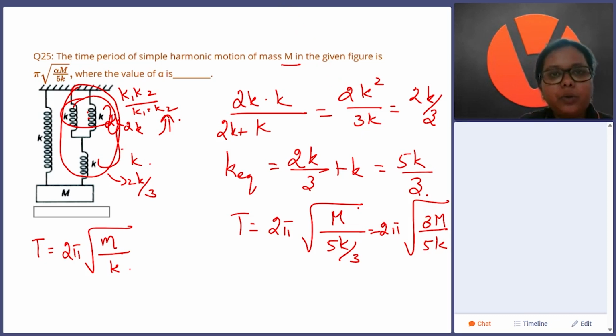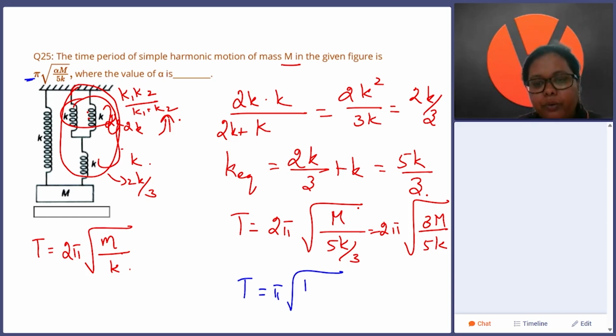Now what we need to do here is, they mention root of m by 5k here, but outside only pi is there. But here I'm having 2 pi. So what I'm doing here is taking this 2 into the root. So it should be 4. So I'm writing it as pi root of 12m by 5k. Okay. So the answer would be 12.